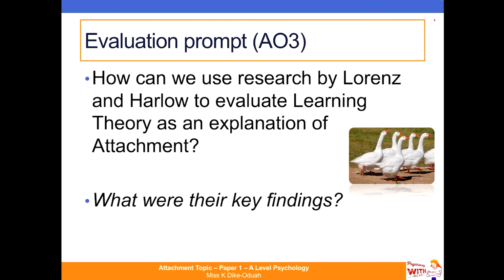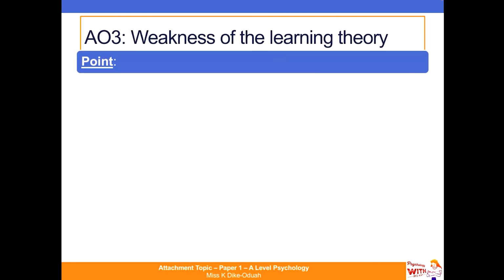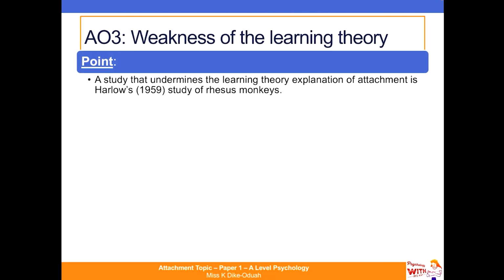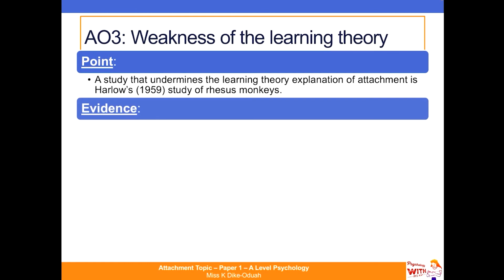And please, I encourage you to do that. You might come across different studies in psychology that can be used to challenge the assumptions of any particular theory of behavior. So I've got a few evaluation points and we'll go through these before we finish. So one weakness of the learning theory. A study that undermines the learning theory explanation of attachment is Harlow's study of rhesus monkeys.